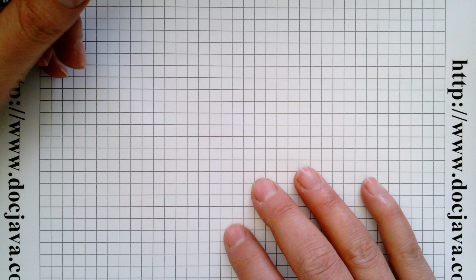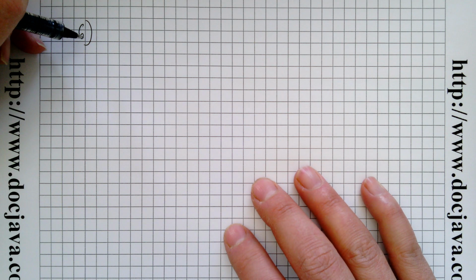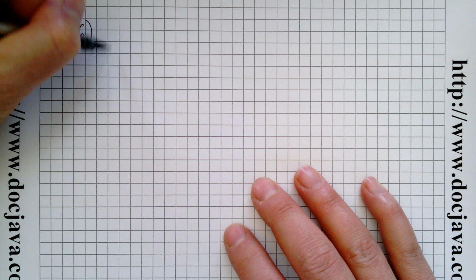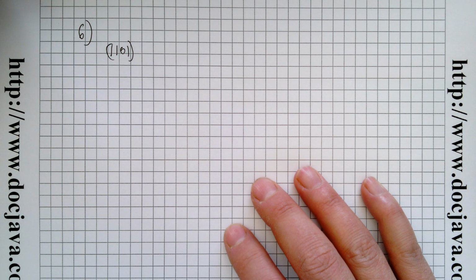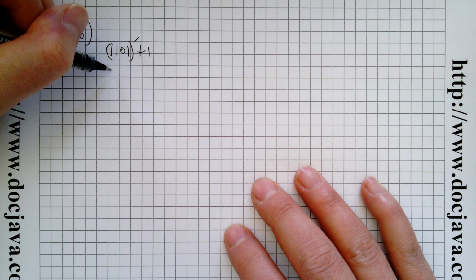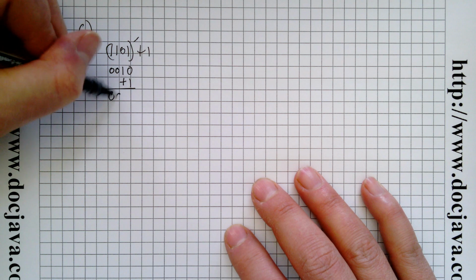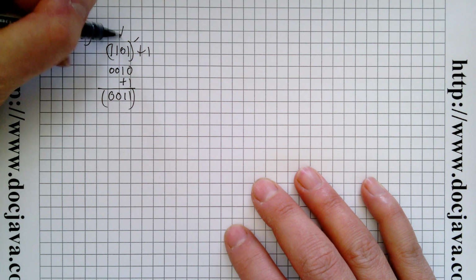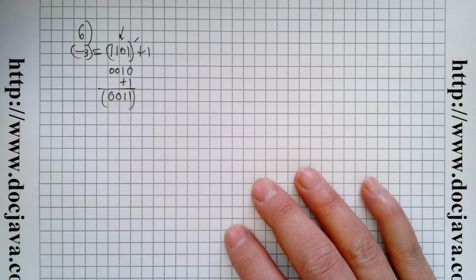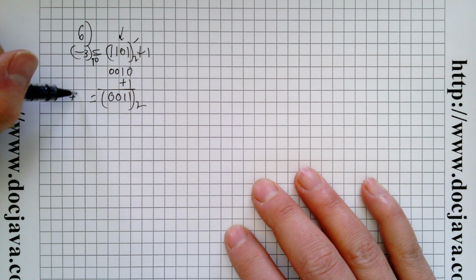So, 6. Let's do 6. What is the binary representation of the following negative number in 2's complement? Right away we know this is a negative number, and we want to know the positive version of this negative number. If you take a negative number and complement and increment it, you should get the positive version of the number. 0, 0, 1, 0 plus 1 is 0, 0, 1, 1. And so this is equal to minus 3, base 10. And that's equal to positive 3.